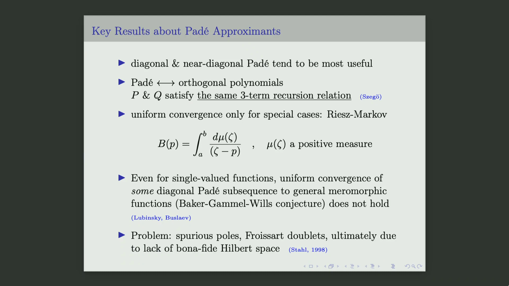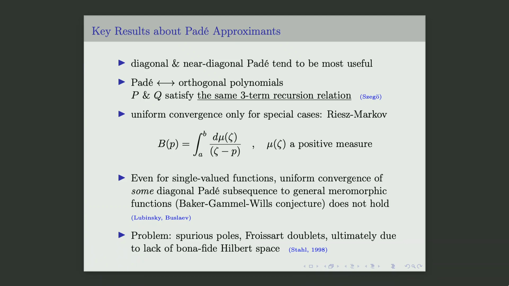But there's only convergence results in very, very special cases, these so-called Riesz-Markov cases, where the function can be written as an integral over a positive measure with these pole-like singularities. It's only in that case that there are any local convergence results. So sometimes that happens in physics, but very rarely. This is a special case. Even some very simple questions and some long-lived conjectures have been proven false by simple counterexamples. So things that you would think must be possible are simply not true for Pade.